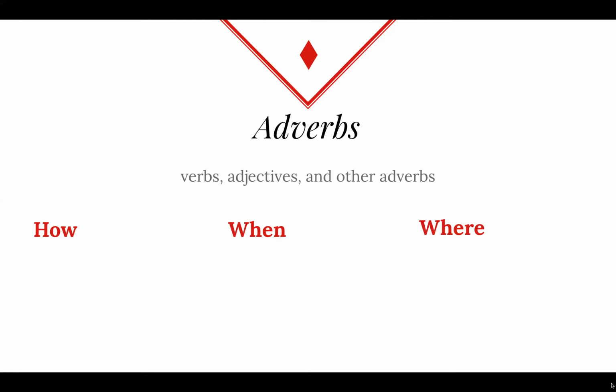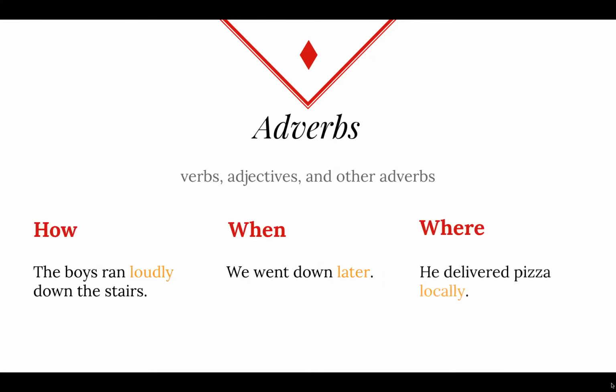Here are some examples. The boys ran loudly down the stairs. How did the boys run? Loudly. We went down later. When did we go? Later. He delivered pizza locally. Where did he deliver? Locally.